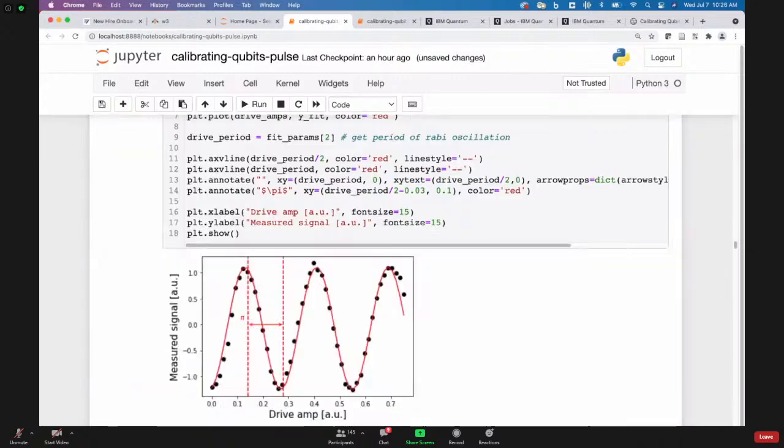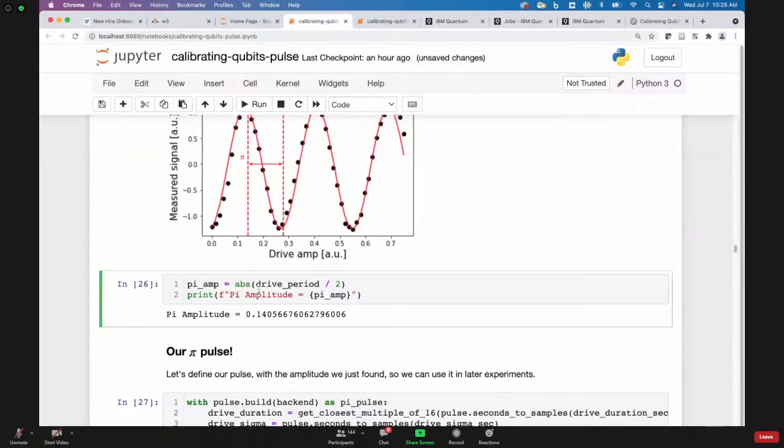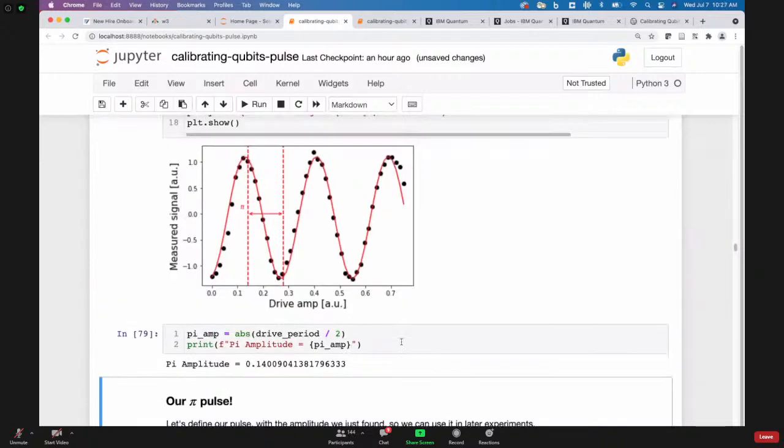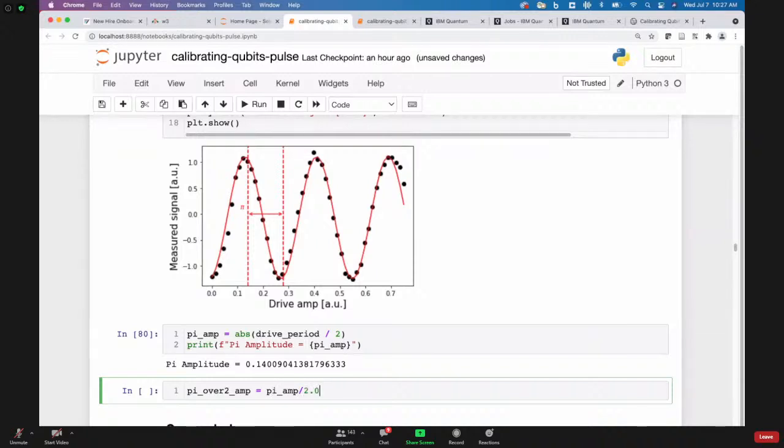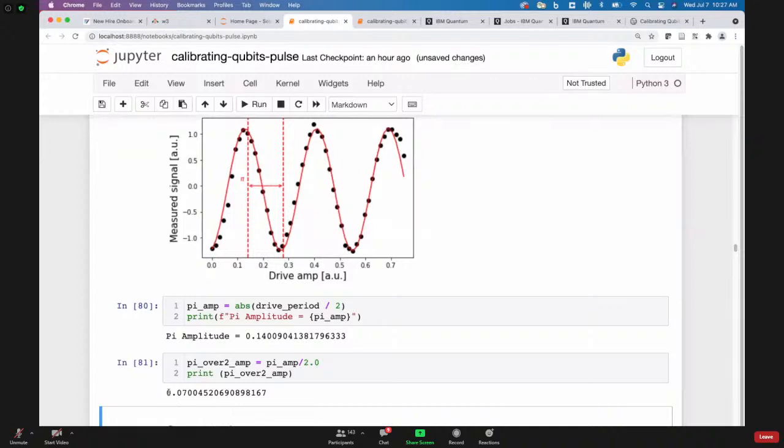Then we do some fit where you can see that going from, say, the excited state point here to the ground state, we have some amplitude of pi. So this is our pi pulse, and this is the way that you end up dictating what your Rabi oscillation is. Now if I wanted to do that calibration that I talked about before, I'd say pi over 2 amp equals pi amp divided by 2, and then print this. So now this would be my pi over 2 amplitude.